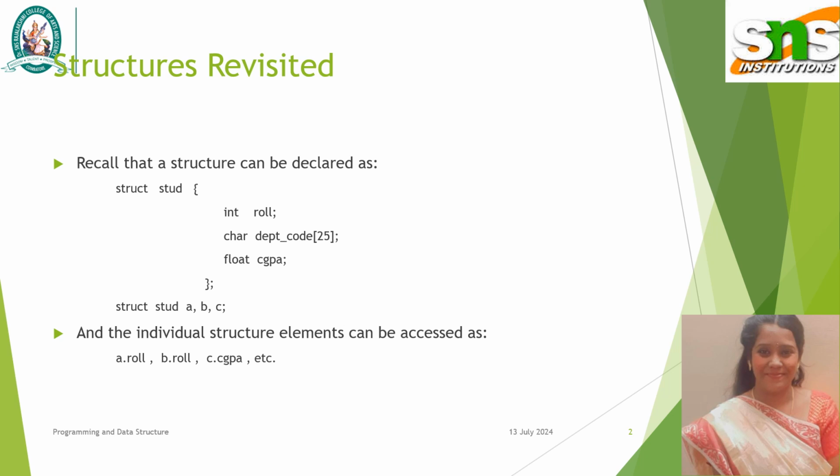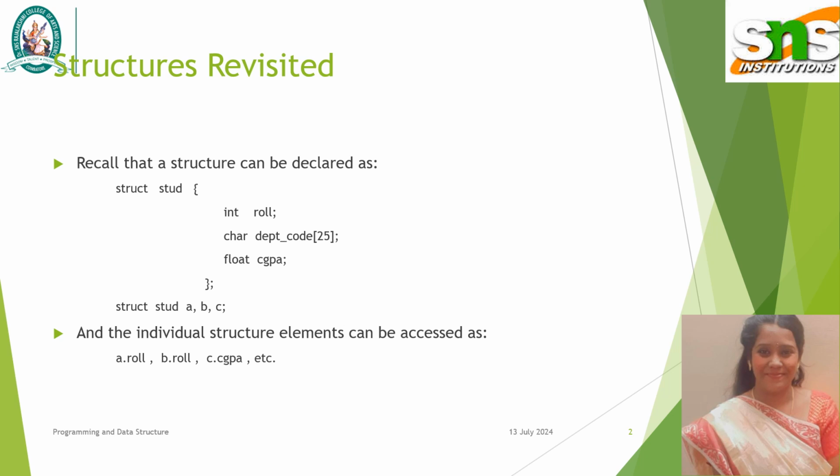So now take the example here. We have a structure called student. When we declare a structure, we have to use the keyword struct along with the name of the structure. Here the name of the structure is STUD, the short form of student. Inside the structure, we have three data types: int, char, float. Each data type has a variable. Now, outside this structure we declare structure variables like A, B, C.